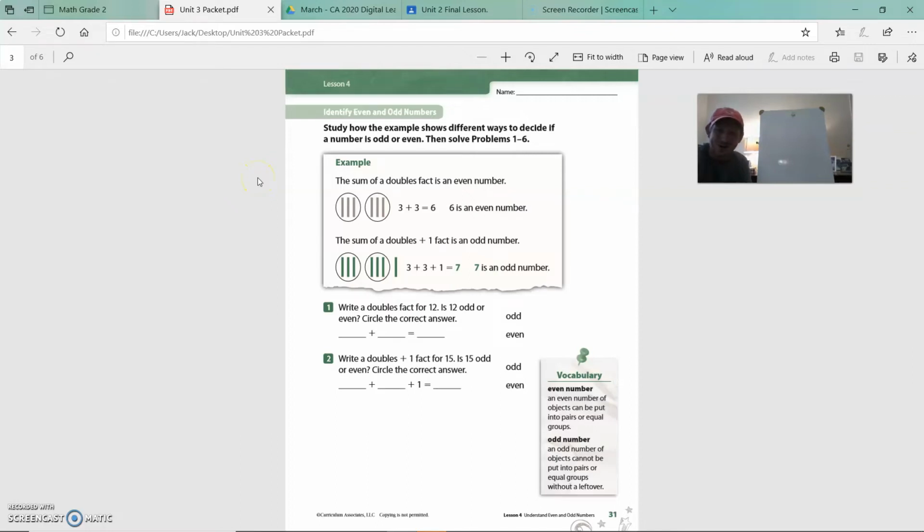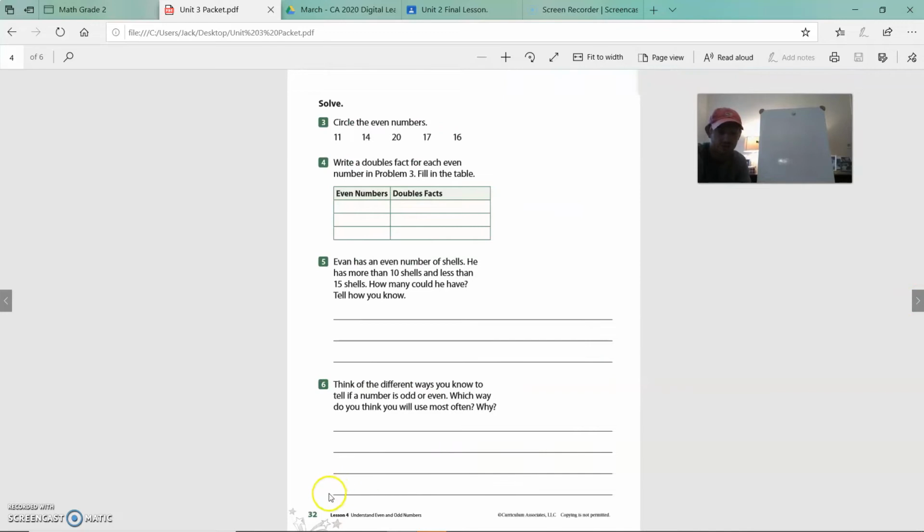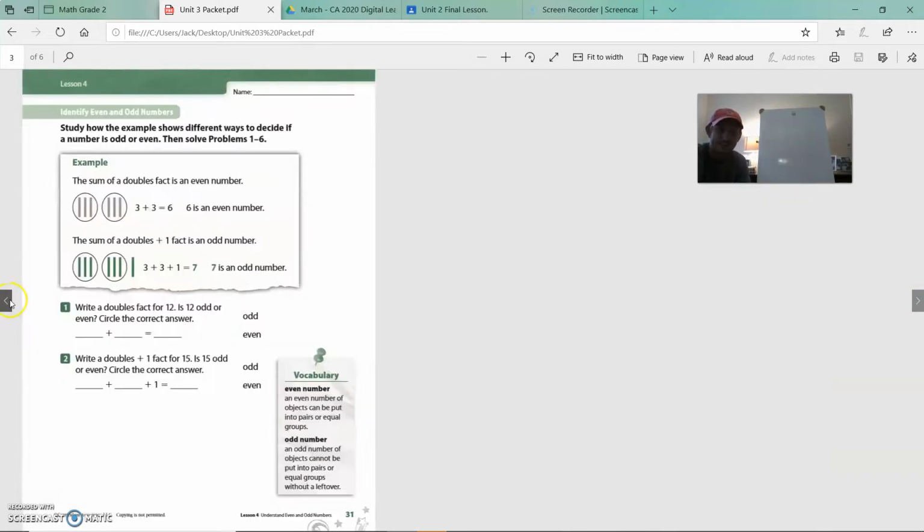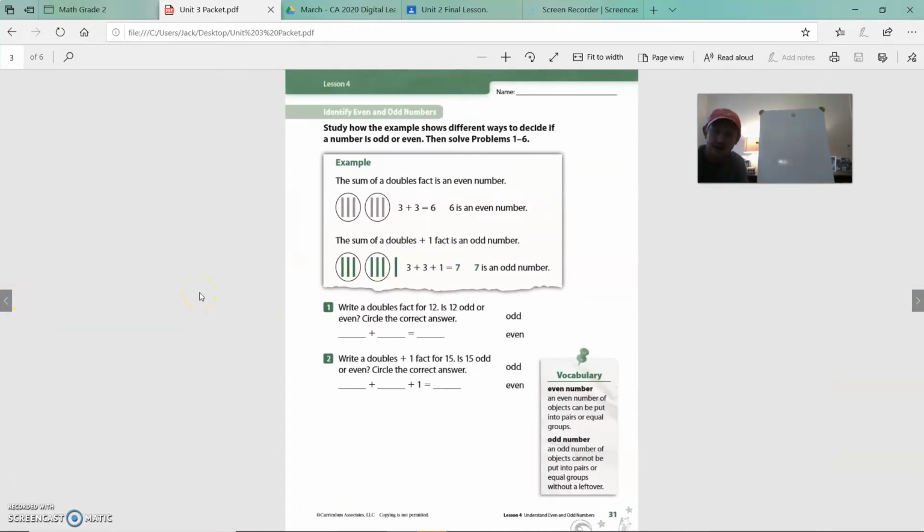All right, we are back for the second lesson in our third unit. It is identifying even and odd numbers, and it's going to be pages 31 and 32. So please either flip those pages out in your packet, or if they're not in your packet, you may go online to our Google Classroom and either print these pages out, or just take a look so that you can follow along.